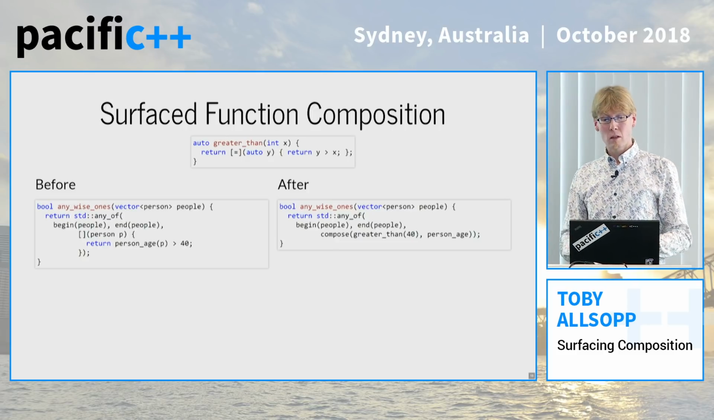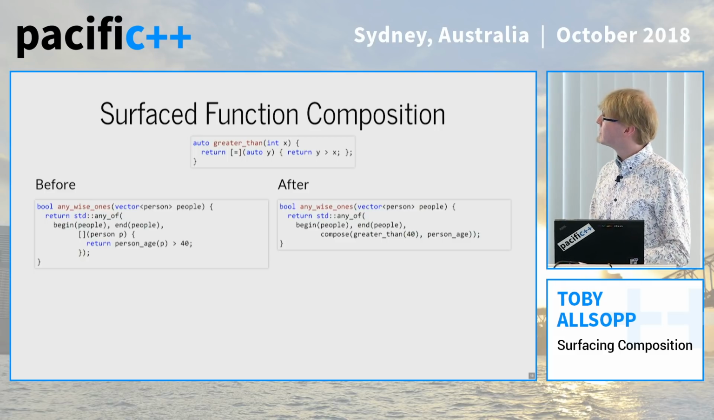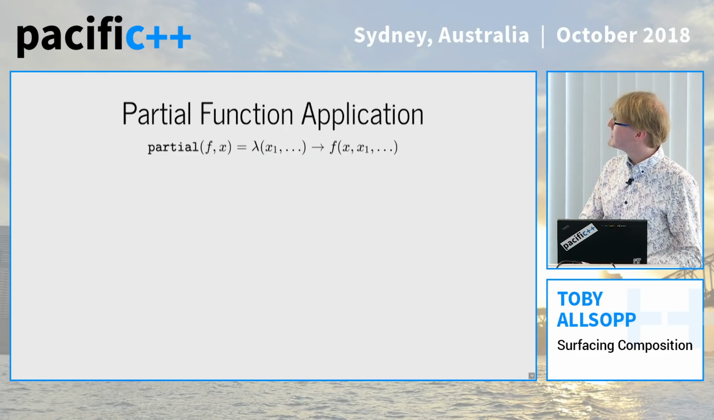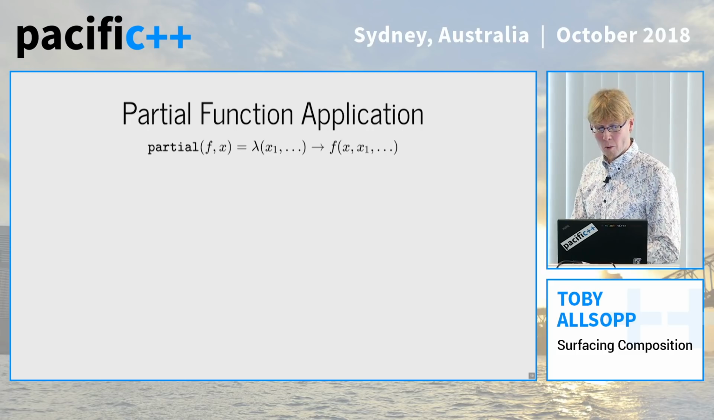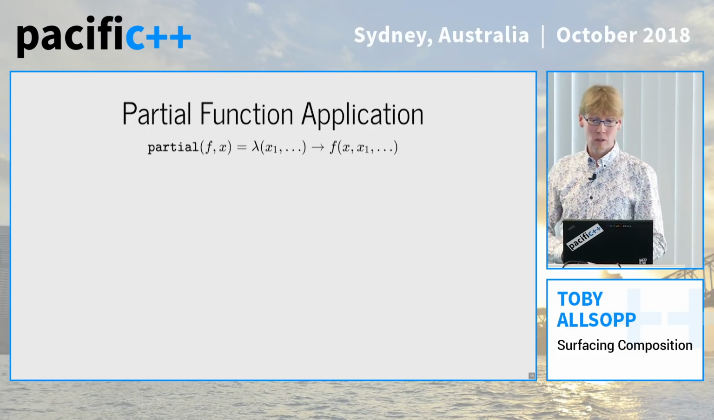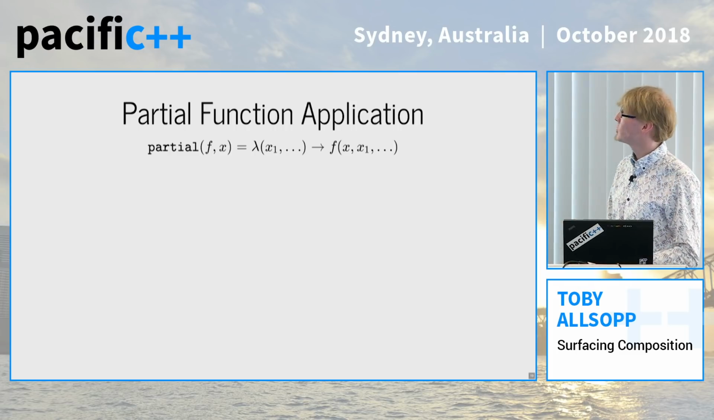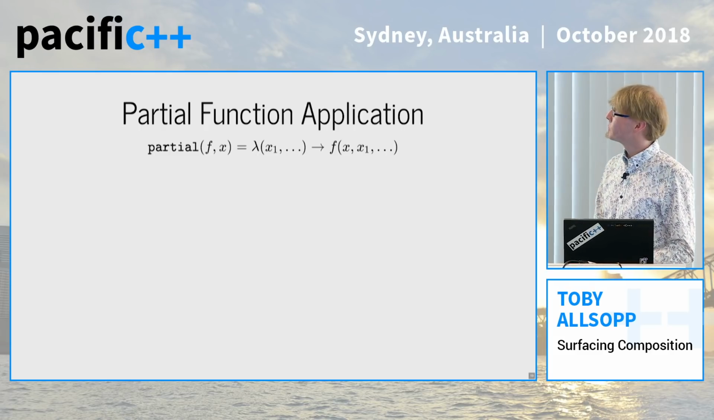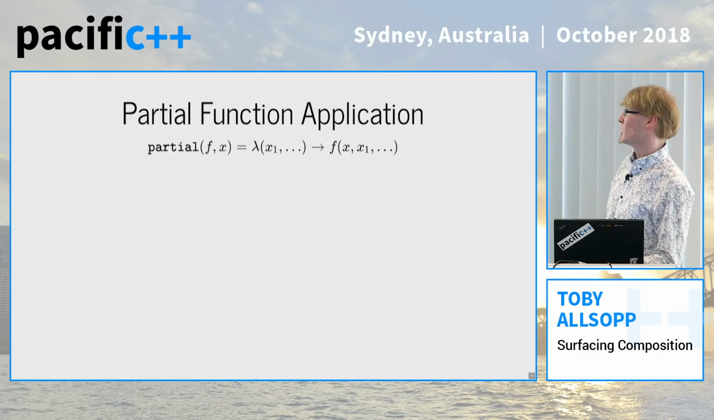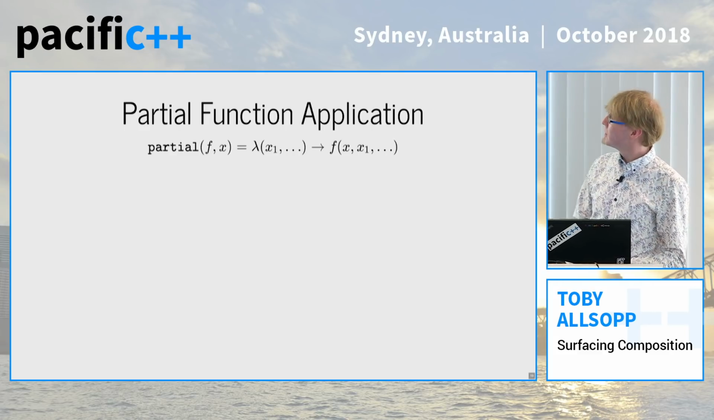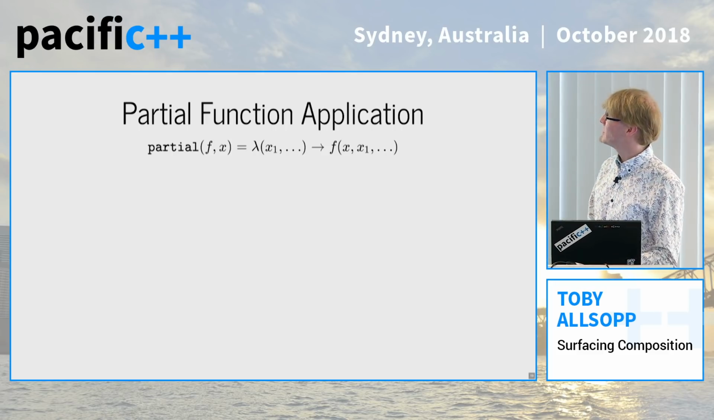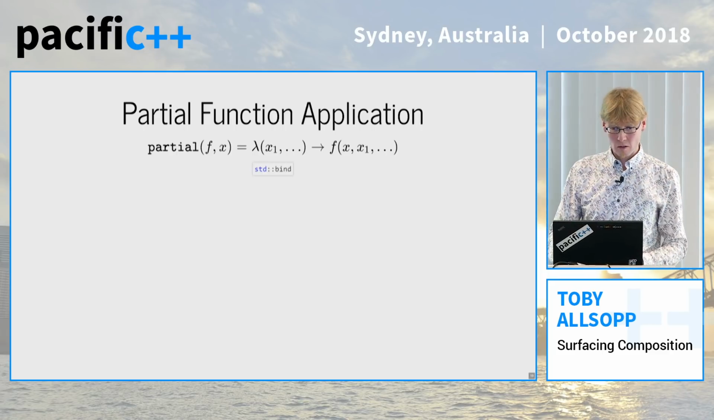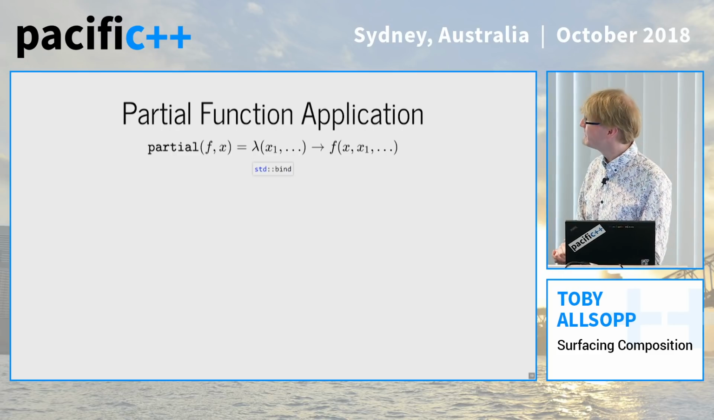So we can then look at this greater than function and start focusing on that. I'm going to introduce another operation we can do on functions, which is partial application. This partial operation takes a function and a value for one of its parameters, and it returns another function that takes essentially one fewer parameters than the original function, and then applies the function to the parameter that you passed in and all the rest of the parameters. C++ actually has this as a function built in the standard library. It's called bind.